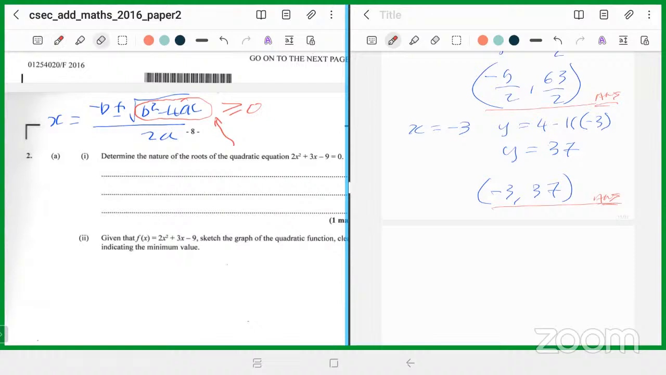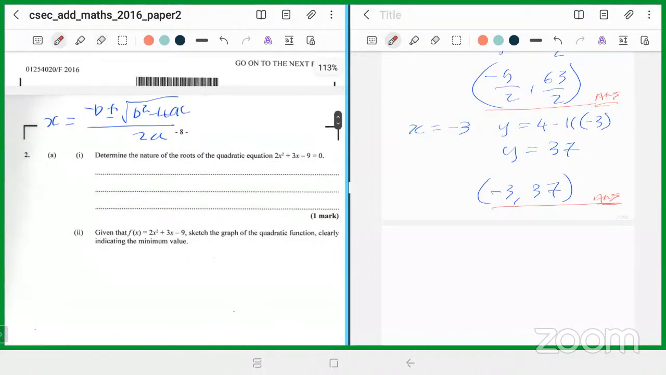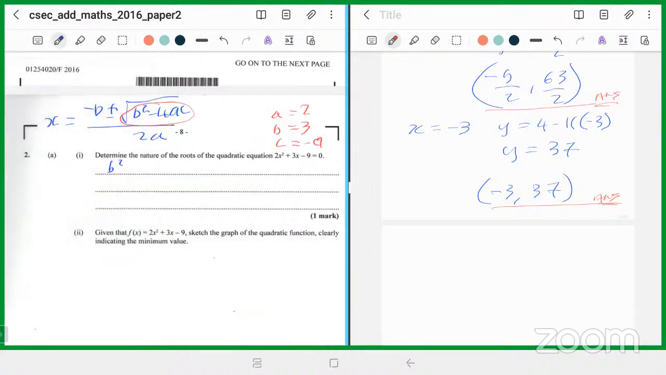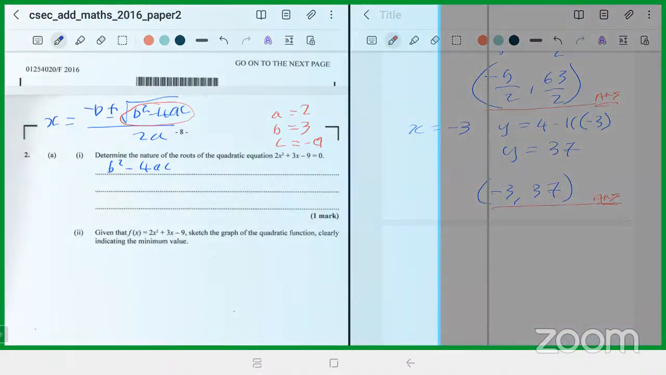You just need to find out the b squared minus 4ac and see whether it's positive or negative, or positive, negative, or 0. All right? So that's what it's all about. So if you want the nature of the roots, you need to find out what this is, b squared minus 4ac. In this equation, the a is 2, the b is 3, and the c is negative 9. And let's work out the discriminant. So the b squared minus 4ac, let's zoom this up, because I'm doing it right here.